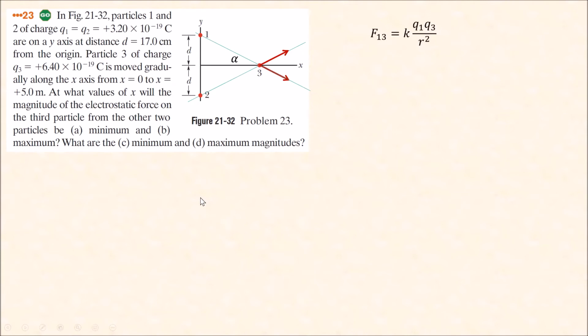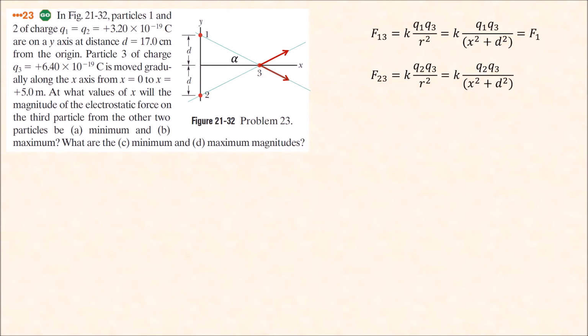So F13 is k q1 q3 over R squared, where R is this distance. So R squared is x squared plus d squared. We call it just F1. F23 is k q2 q3 divided by R squared, the same R. So k q2 q3 divided by x squared plus d squared, which we call F2, which is the same as F1 because the charges are the same. So the magnitude of the net force F is 2 times F1 times cosine of alpha.